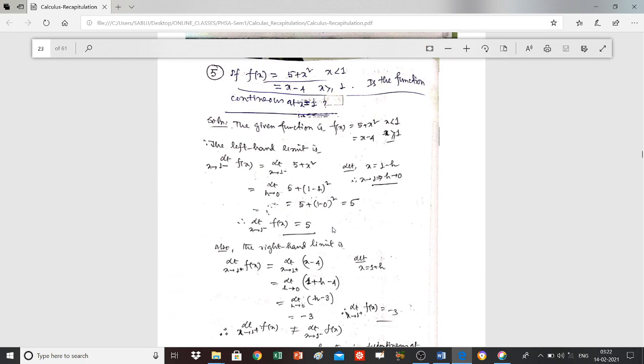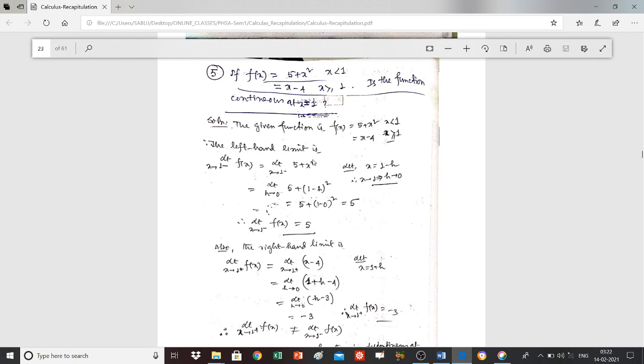Now another problem is here. If f(x) is equal to 5 plus x square when x is less than 1, and that is equal to x minus 4 when x is greater than or equal to 1, you have to check whether the function is continuous at x equal to 1 or not. So the given function is there. I have written it once again. So now the left hand limit, that is x tends to 1 minus. In this case, x is less than 1, so you have to use f(x) equal to 5 plus x square.